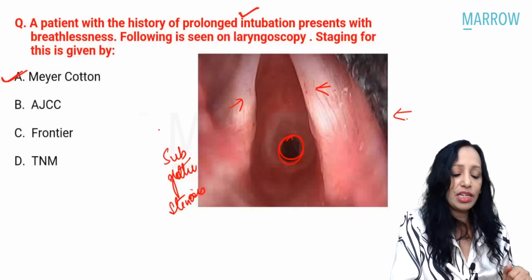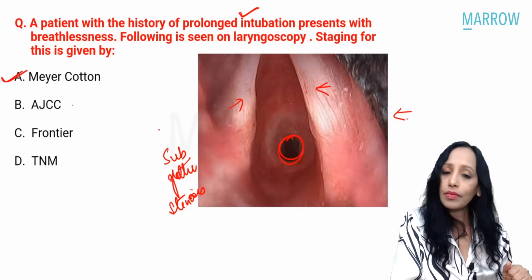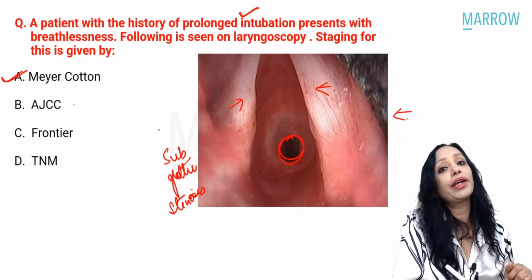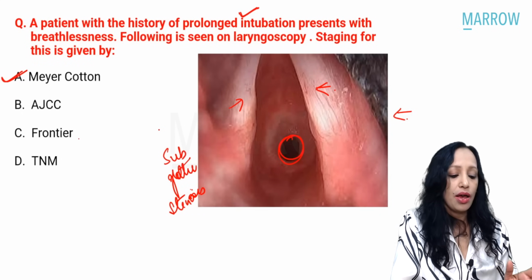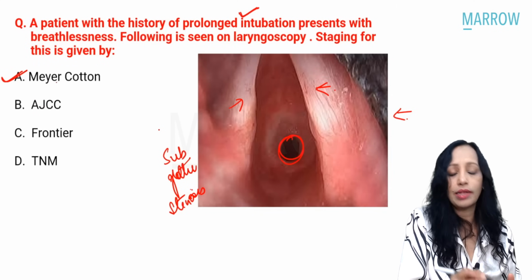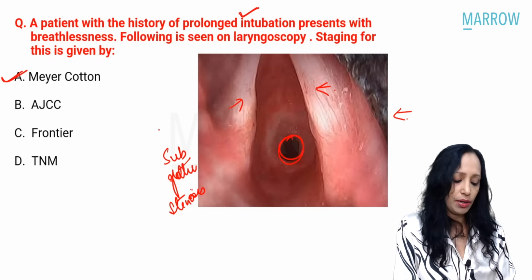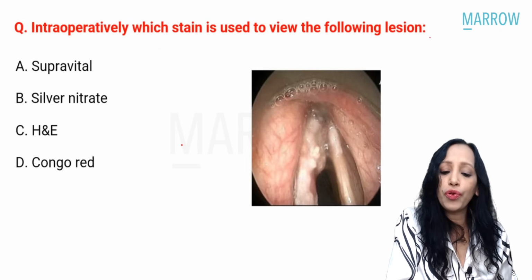So here the answer is Myer-Cotton. AJCC, what is that? Yes, it is the American Joint Committee on Cancer, so this is a cancer staging. And again, TNM is a cancer staging. Frontier is nothing. So the answer is the Myer-Cotton classification. Intraoperatively, which stain is used to view the following lesions?